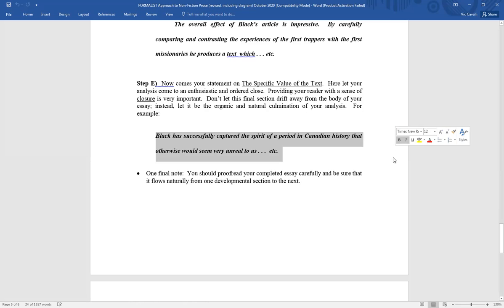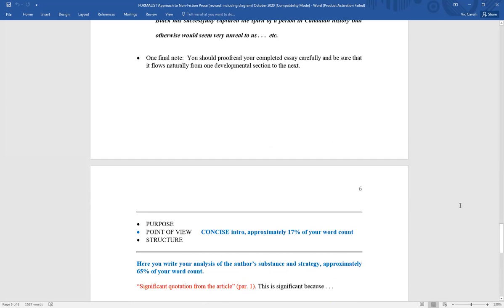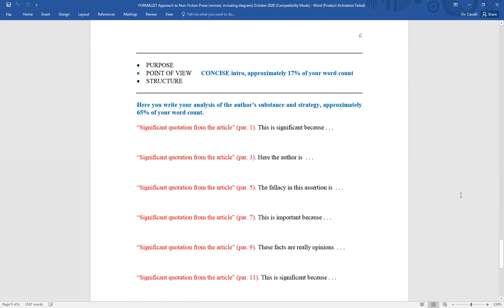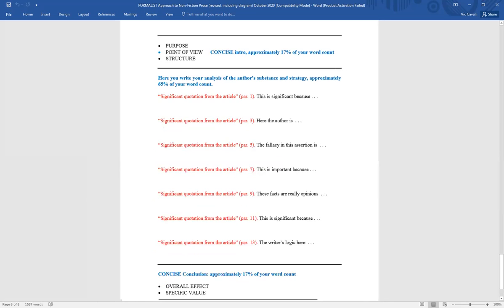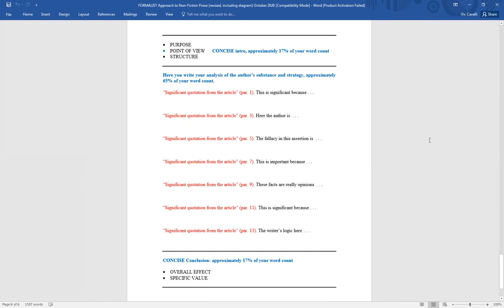Okay, so that's the basic theory. And what we're going to try to do is create an essay where we're analyzing an author's substance and strategy. We will begin the essay by stating the purpose. We'll then talk about the point of view and how it's structured. That is essential context. Now we know what we're getting into. Then we'll begin a sequential analysis, moving through the essay step by step, analyzing.